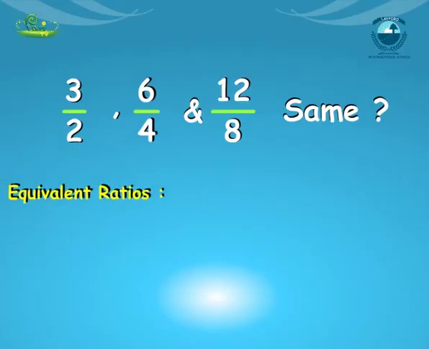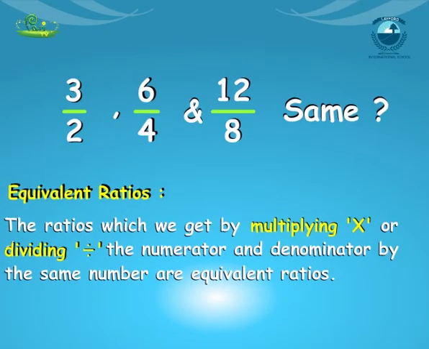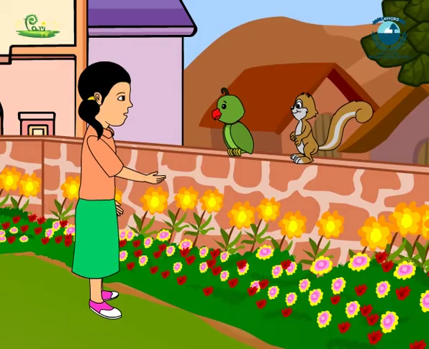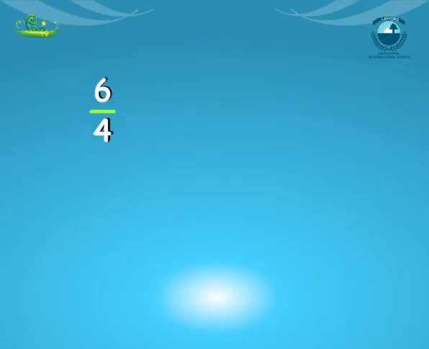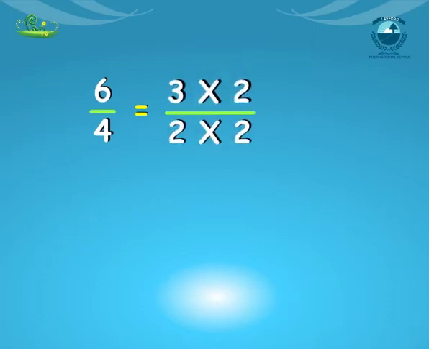Yes, equivalent ratios. The ratios which we get by multiplying or dividing the numerator and denominator by the same number are equivalent ratios. Look, 6 divided by 4 is equal to 3 multiplied by 2 divided by 2 into 2 is equal to 3 divided by 2. Here we are dividing numerator and denominator by 2.